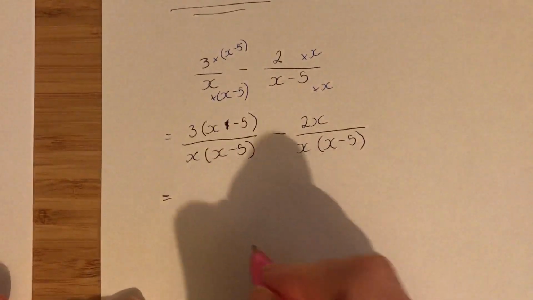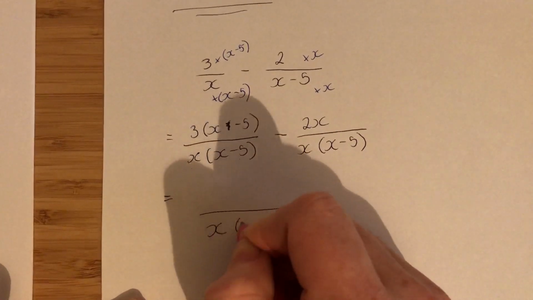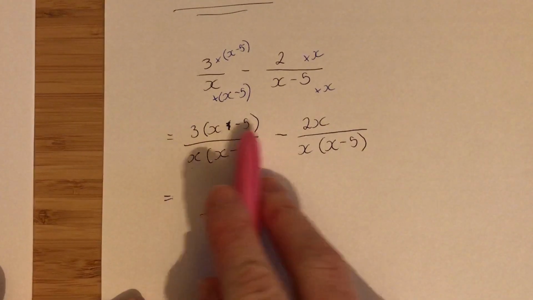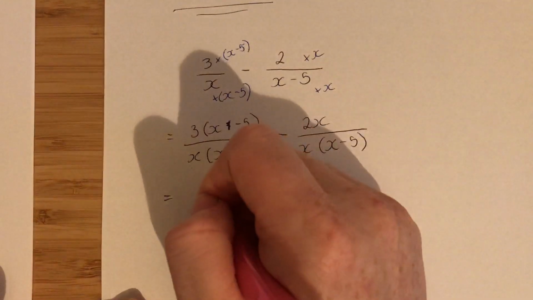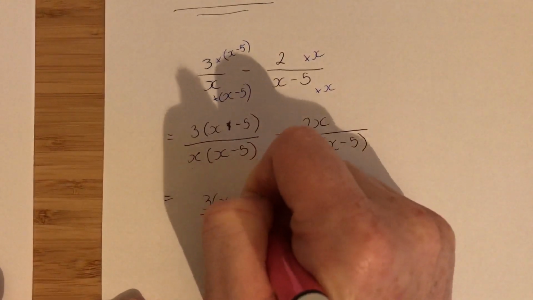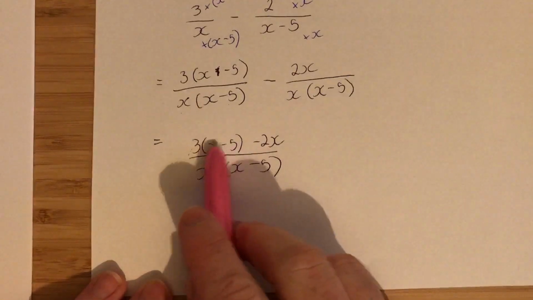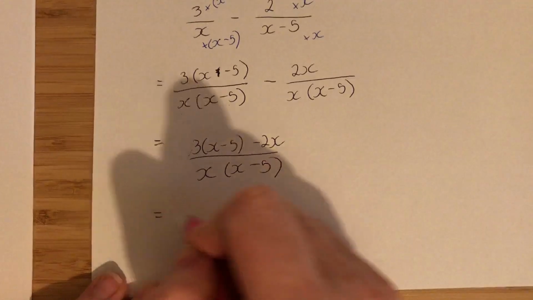Okay, we can put these together now. So we've got our common denominator, which means we can subtract this numerator from this one. So 3 brackets x minus 5 minus 2x. Remember, we do want to multiply out this bracket on the numerator to see if we can simplify it all.